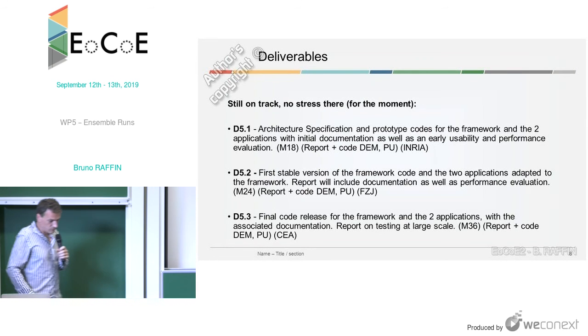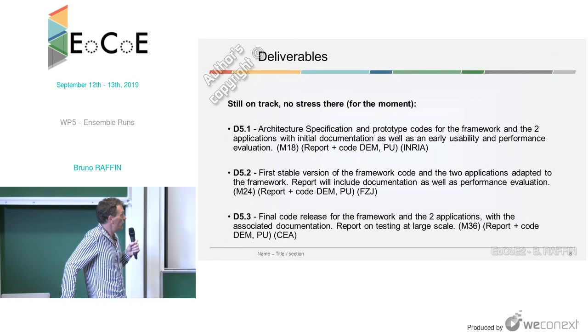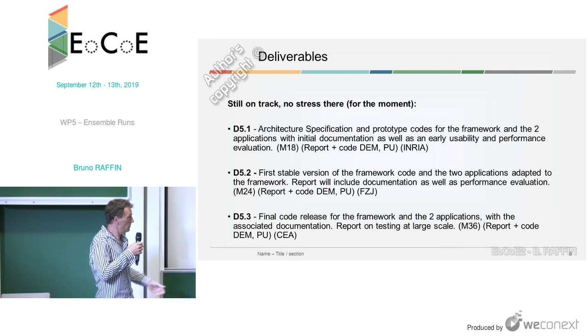So that's from a scientific point of view. Then we have three deliverables, and we're on track, because the first deliverable is only due at month 18, so we still have time. This is the initial specification of the architecture, so things were validated correctly. And then we have to move to the easiest and most powerful applications, and eventually be able to run some very large tests.